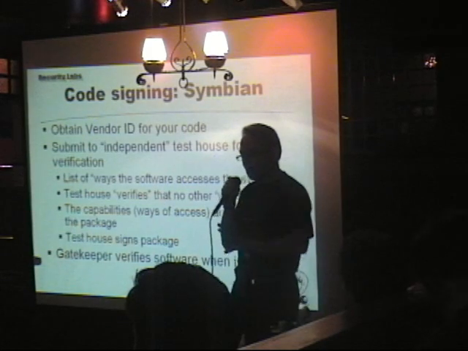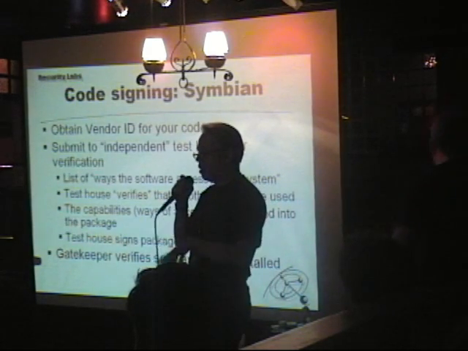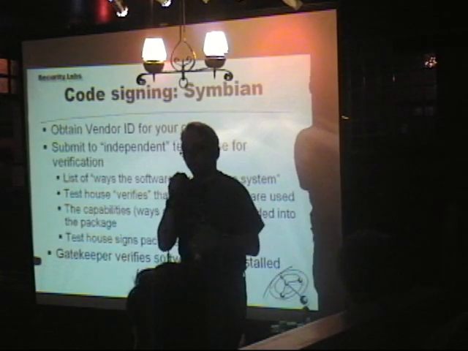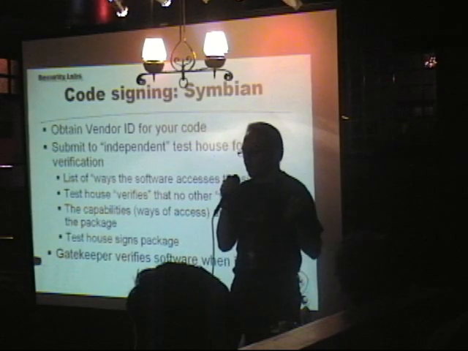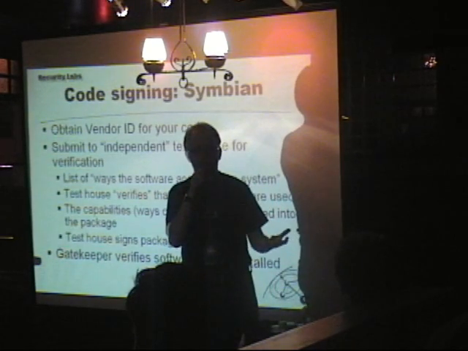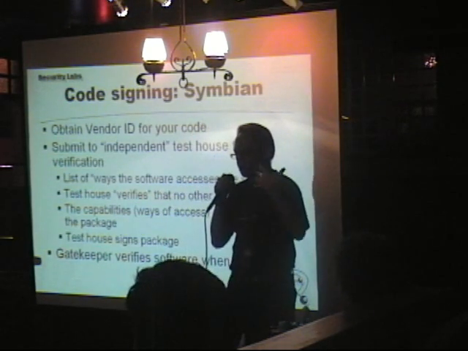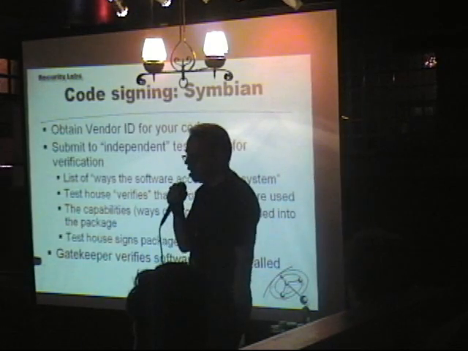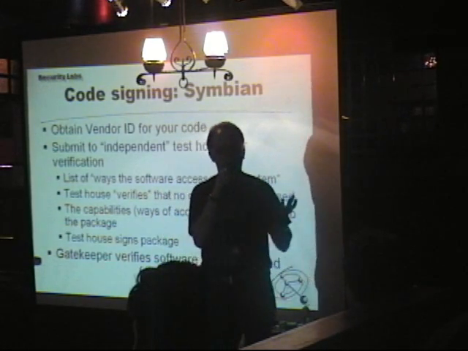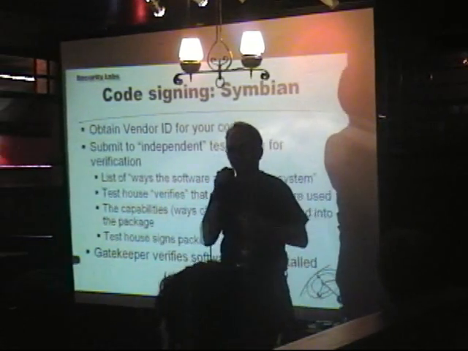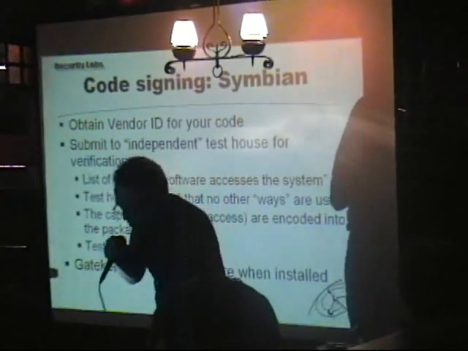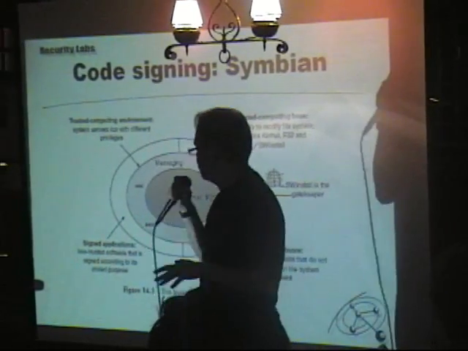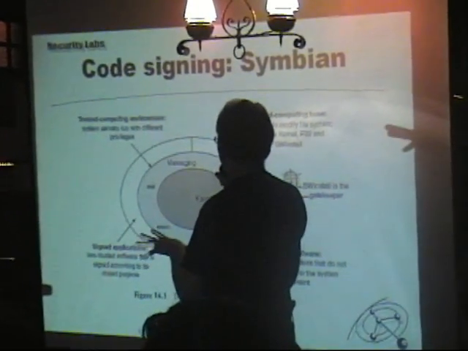The test house then verifies that there are no other ways that your software can access the mobile phone. And those capabilities, as they call it, are put into the package together with your code, and then it gets signed by the verification house, and then your loader of the operating system verifies that everything is fine, and the code runs. So this is how it is supposed to work and look like.